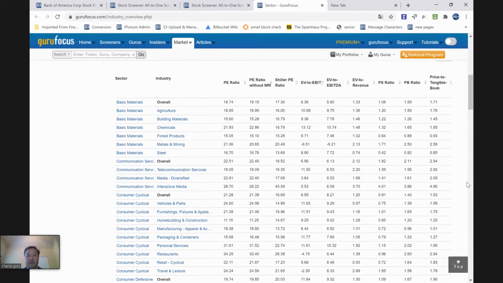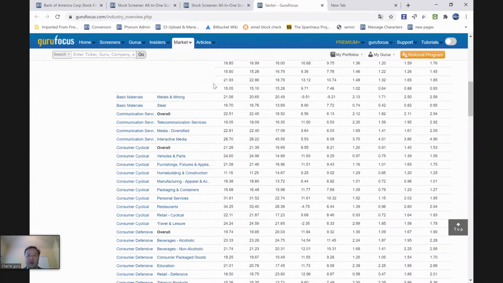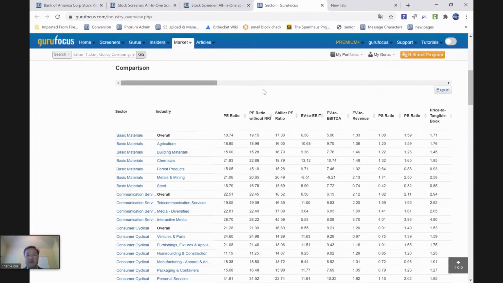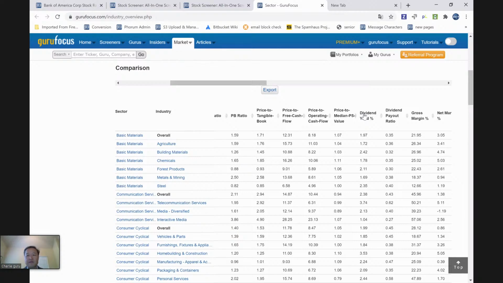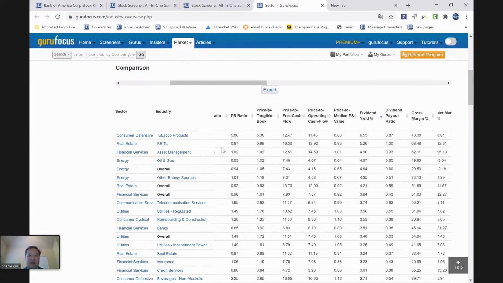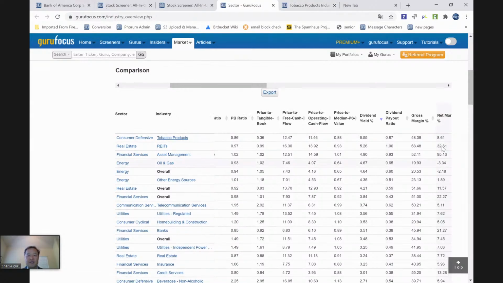For instance, if you are an income investor, you are looking for income, you want to look at dividend yield. If you click here, you can see that tobacco products has the highest dividend yield at this point. It's even higher than the rate. So if you're a dividend investor, maybe that's something you can consider. And that's the industry overview.